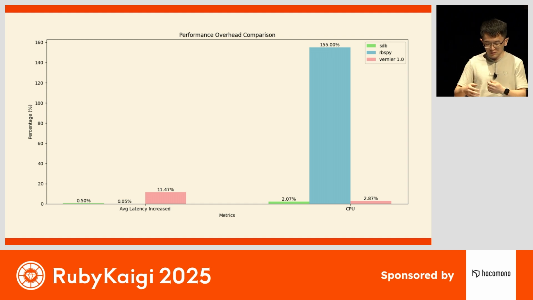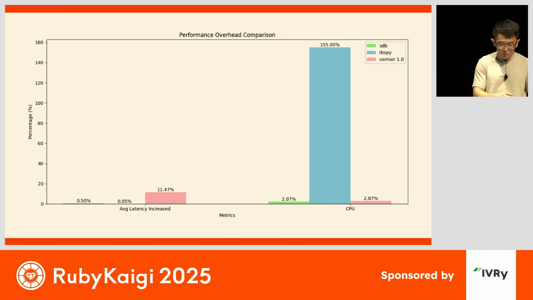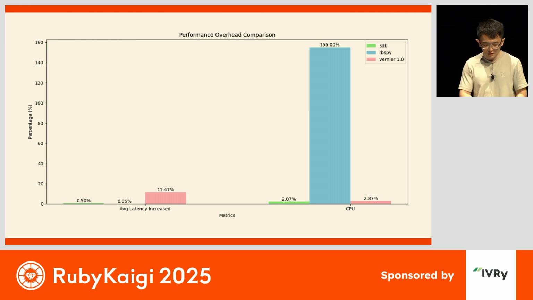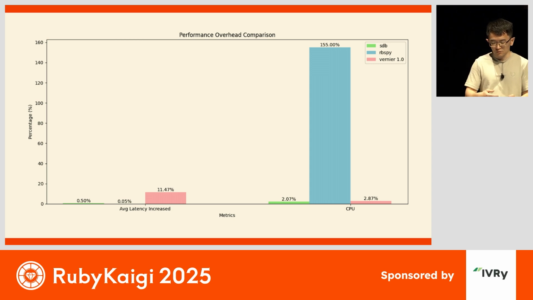It doesn't use much CPU, but it increased our average latency by 10%. I guess it's not good for a default solution. I mean, if we enable a stack profiler and it increases latency by 10%, maybe we will not use it like this. And to be clear, the vernier tested is 1.0. It has several newer versions. I haven't tested them for time reasons.